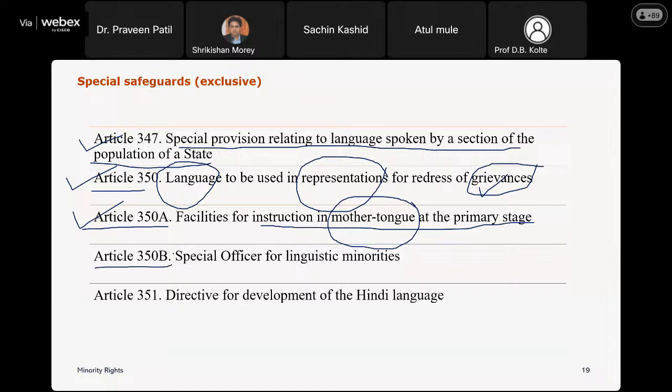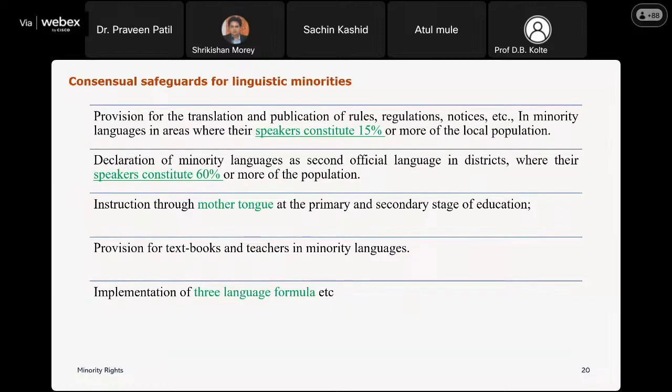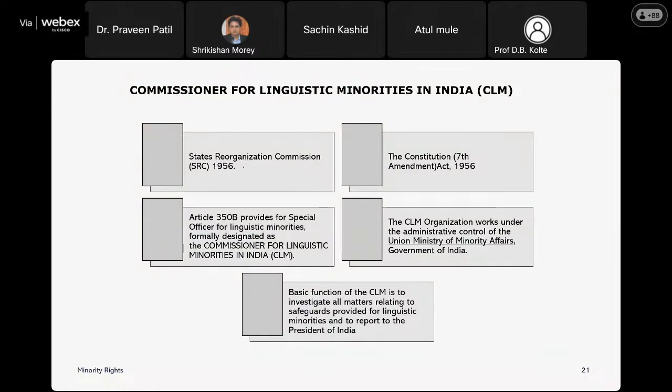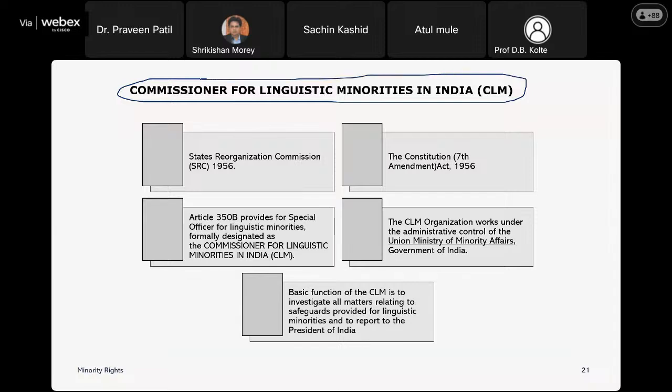Article 350B is very important. Please concentrate. It says a special officer for linguistic minorities has to be appointed, and in fact has been appointed. And this special officer is not an ordinary person. Please remember, this person is the Commissioner for Linguistic Minorities, and he works under the Union Ministry of Minority Affairs.